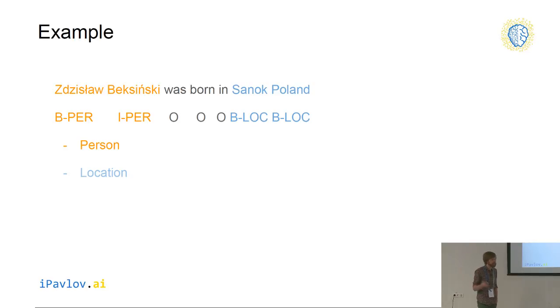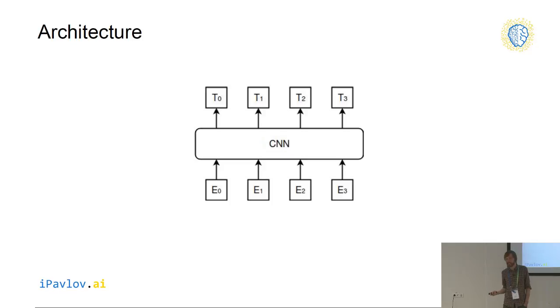The network we're going to use to solve this task is a simple baseline, but it's a good starting point. It would be a convolutional neural network which uses embeddings of the words, which will be trained on the go. You will initialize those embeddings with random values and train them together with the convolutional neural network. For each token, you will have an output, which will be a tag. In our case, it can be something like I person or B person or O tag.